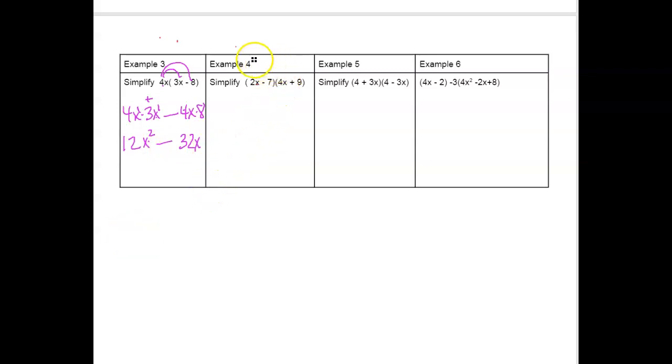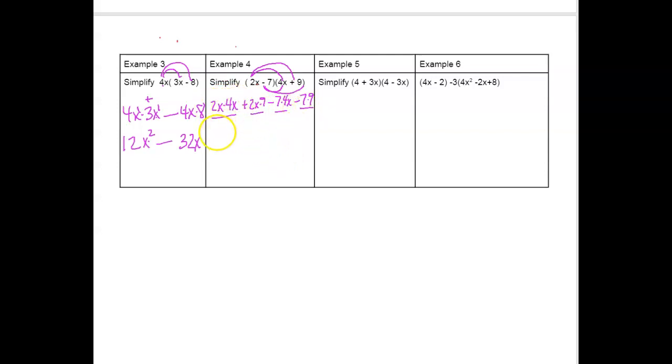All right, let's look at example 4. This is going to be the double distributing. So we're going to write these out. I've got 2x times 4x. Then I've got 2x times 9, which is a positive 9. And then we've got negative 7, so I write that as minus 7 times 4x. And then we've got negative 7 times 9. And so see, everything gets multiplied by everything. And then you just clean up all 4 terms separately.